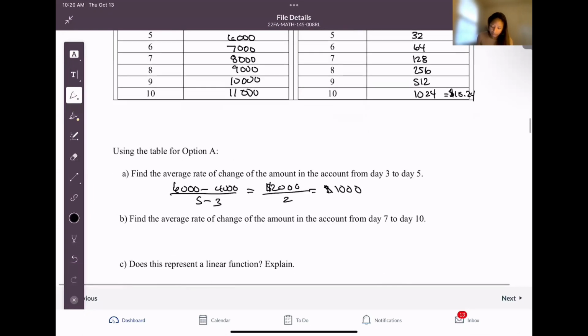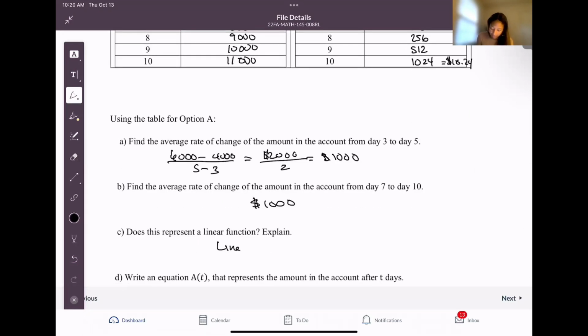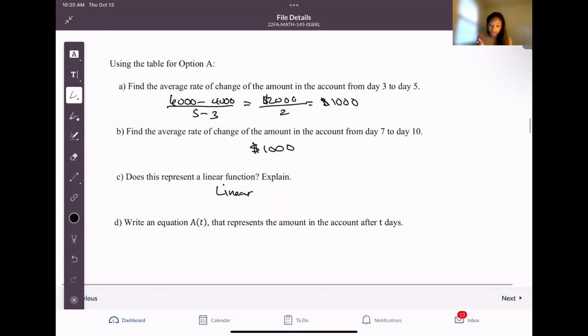Okay. Same thing would be true for days 7 to 10. We get $1,000 a day. This is linear because the change is constant. We get the same exact change for each day. So our linear function would be, our slope is $1,000. Also, we start off with $1,000. So b is also 1,000.